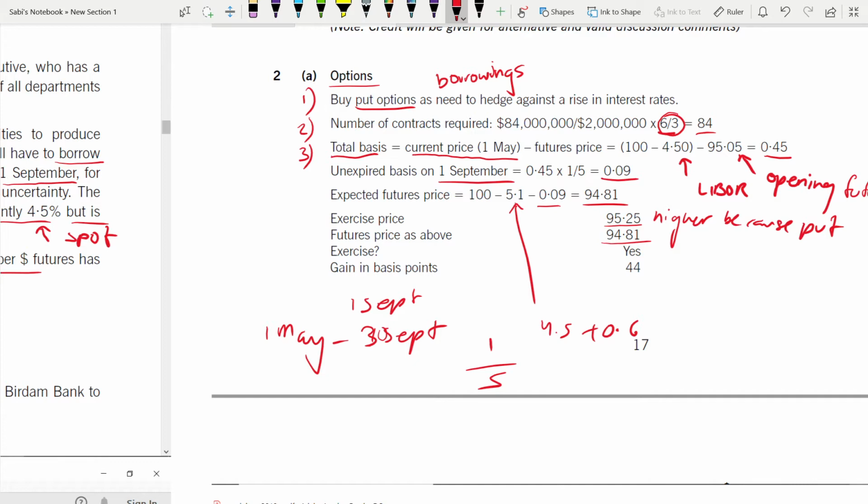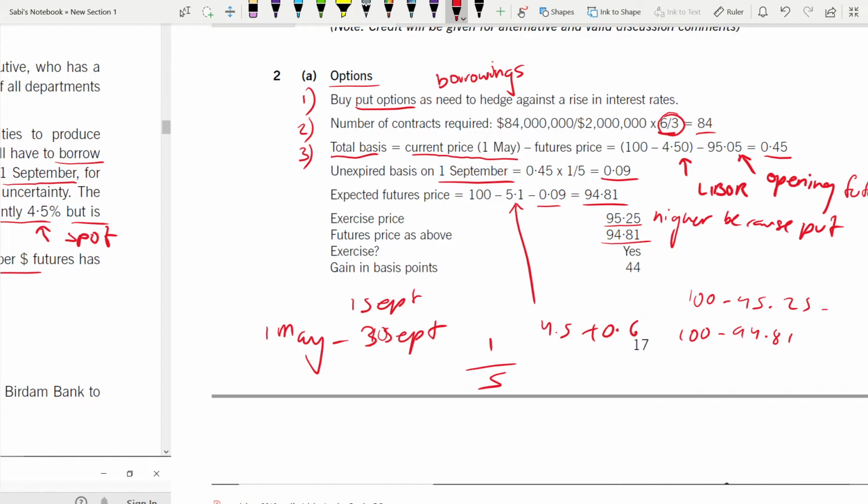If you are going by the interest rate, you will go by what? You will go by the one which is lower interest. So which one is having a lower interest? 100, you can find out like this also: 100 minus 95.25 and 100 minus 94.81. The first one will give you a lower interest rate because this is a borrowing. You want to protect yourself against a rise in interest rate, so you will go for a lower interest rate.